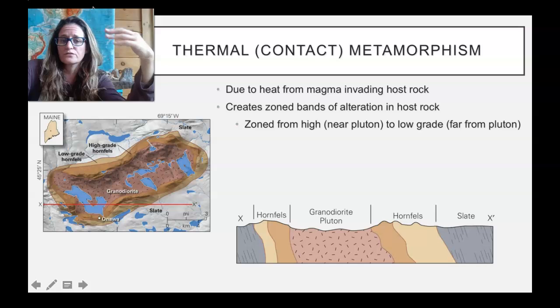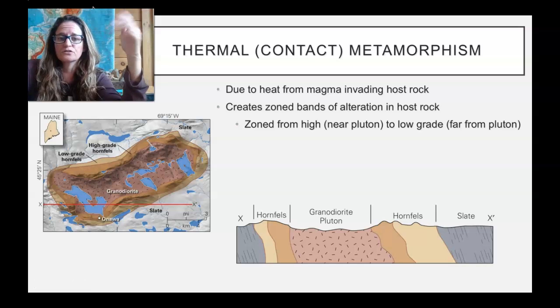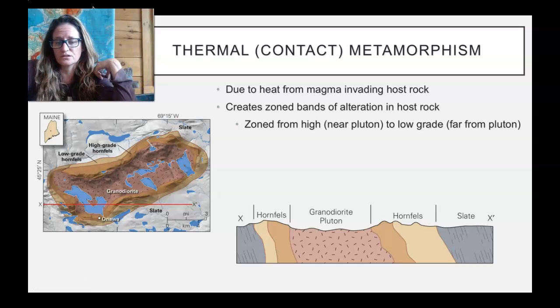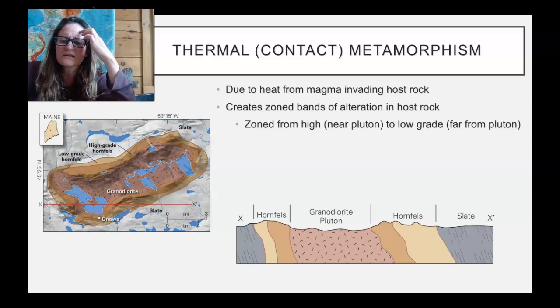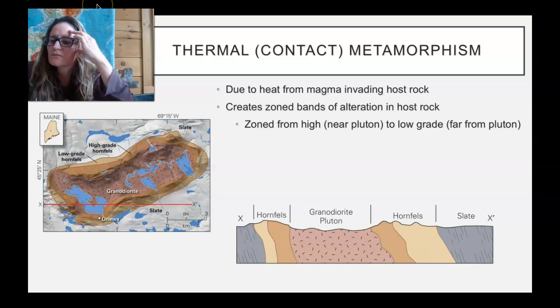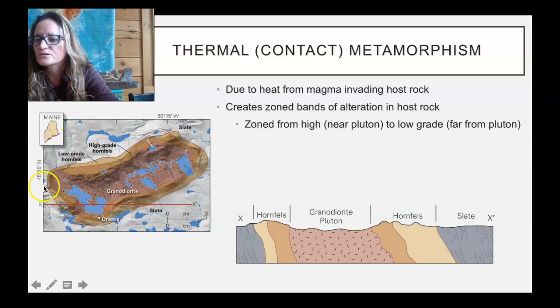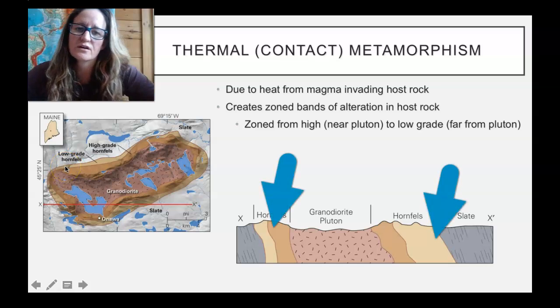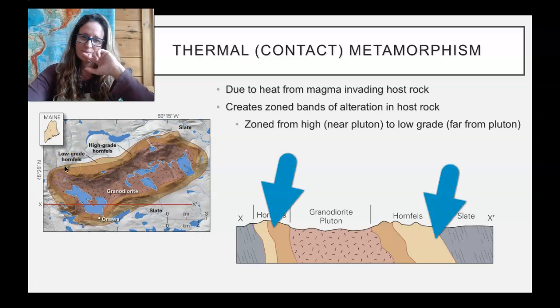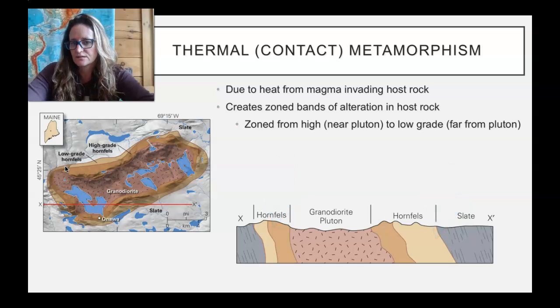The country rock, or the surrounding rock, gets cooked by the heat of that intrusion as it's cooling. So the example here is in the middle of Maine, a pluton in the middle of Maine. And you see around that pluton is the rock type hornfels. And hornfels is a non-foliated metamorphic rock made just from heat.